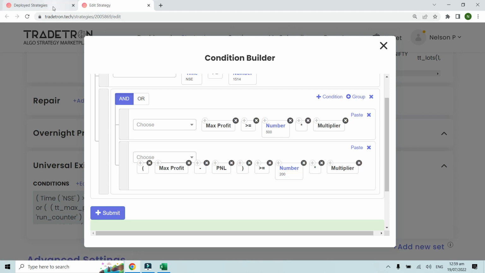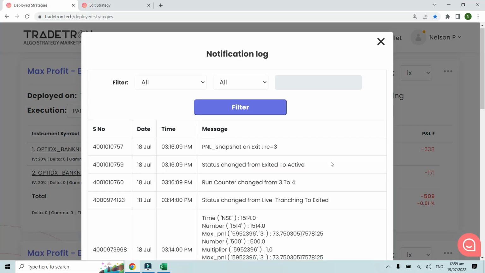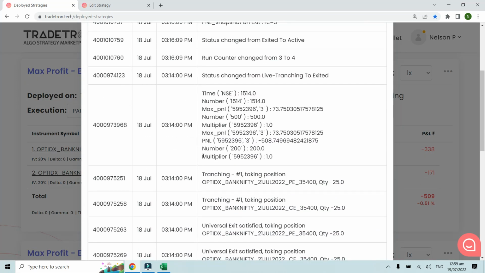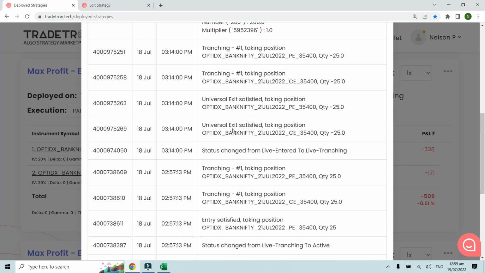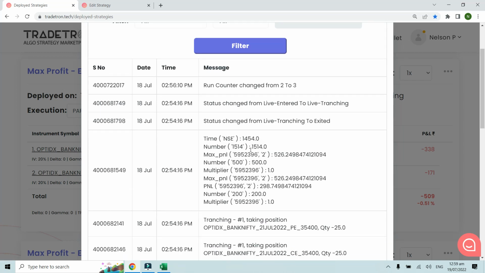So let's just see what happens in this kind of a setup. We'll go to the notification log. This was basically the last 15:14 exit, so we will ignore that, but we will see what has happened before that. In this counter, as we can see, the max profit that was reached was 526 points, right?